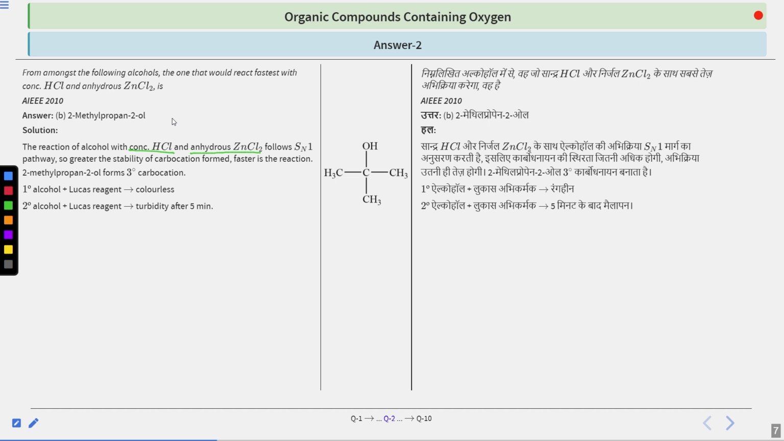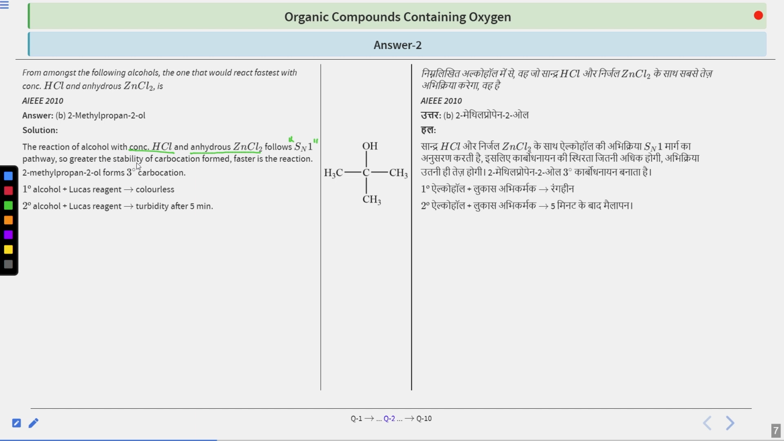The fastest alcohol that will react will be... So, the reaction of alcohol with concentrated HCl and anhydrous zinc chloride follows the SN1 pathway. Okay, SN1 mechanism. So greater the stability of carbocation formed. In the SN1, we have a two-step reaction in which in the first step, we have the formation of carbocation. In the second step, the nucleophile will attack and stabilize the carbocation.